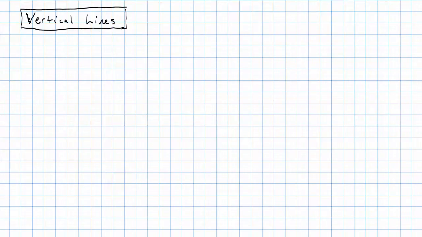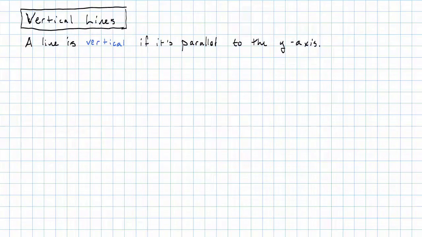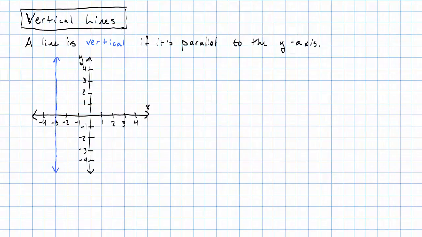The other special kind of line we'd like to talk about is a vertical line. Horizontal lines were parallel to the x-axis. Vertical lines are parallel to the y-axis. So again, let's look at an example.